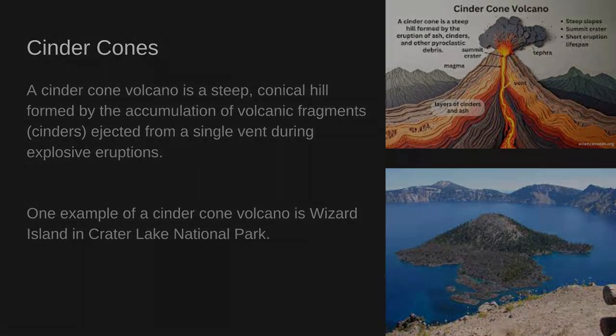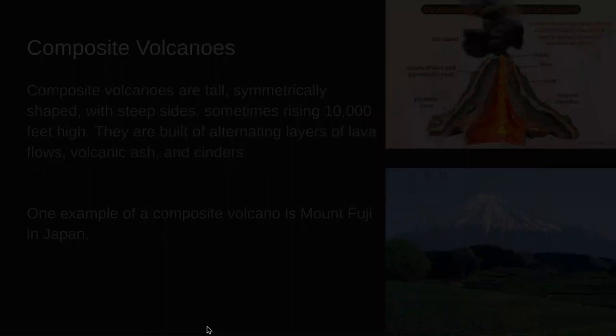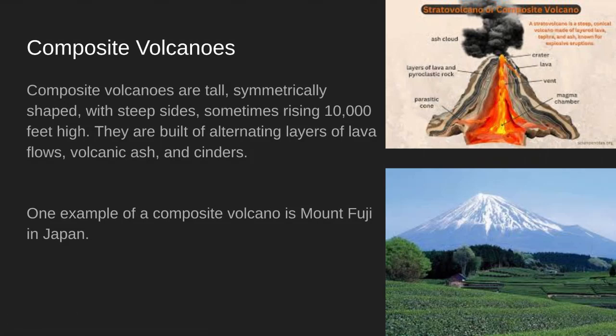Next up are composite volcanoes. Composite volcanoes are tall, symmetrically shaped, with steep sides sometimes rising 10,000 feet high. They are built from alternating layers of lava flow, volcanic ash, and cinders. One example of a composite volcano is Mount Fuji in Japan.